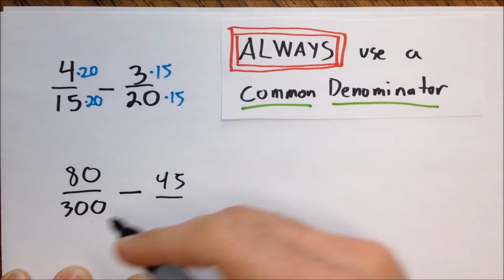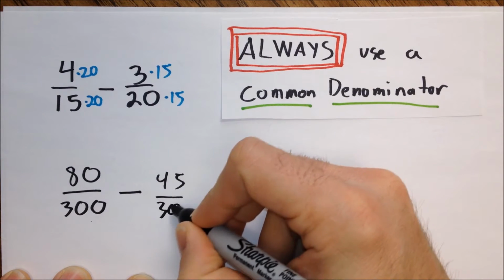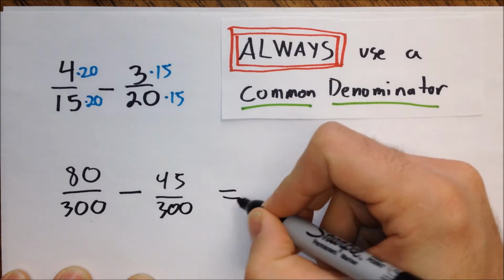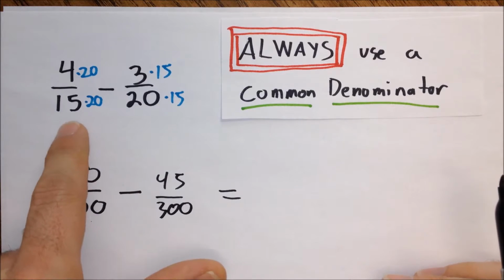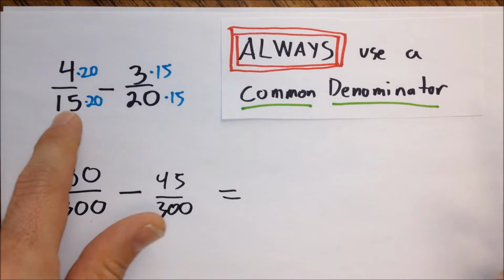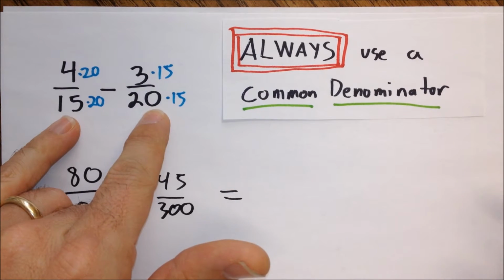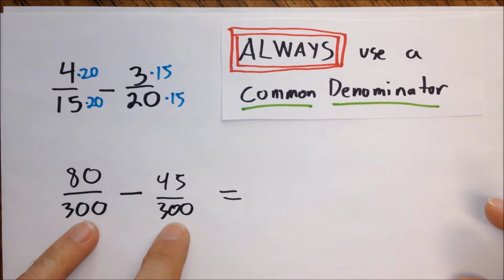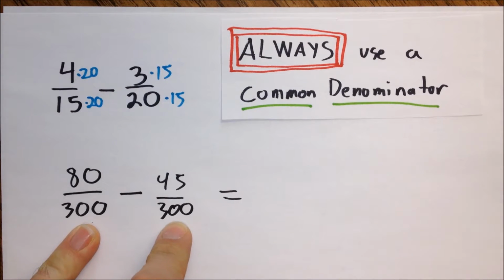What is 20 times 15? 20 times 15 is 300. So we found our common denominator. We can't add here because these two are of different types. 15 and 20 are not the same type of fraction, but now 300s and 300s are the same type of fraction, and so we can add them together.